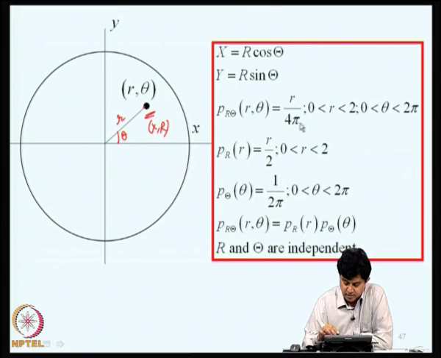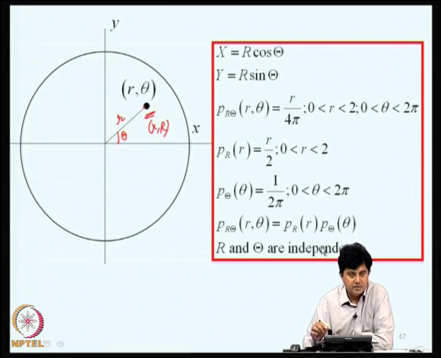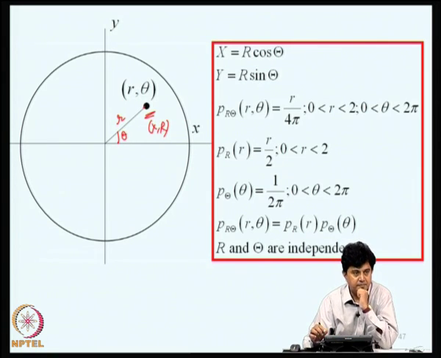Therefore, r takes values from 0 to 2 and theta takes values from 0 to 2 pi, and if I integrate this over 0 to 2 pi, I get Pr of r to be r by 2 for r varying from 0 to 2, and P theta of theta to be 1 by 2 pi where theta varies from 0 to 2 pi. Now, if I multiply these two, Pr of r and P theta of theta, I get P r theta of r comma theta, which is r by 4 pi, which is nothing but r by 2 into 1 by 2 pi. Consequently, we reach the conclusion that r and theta are independent.